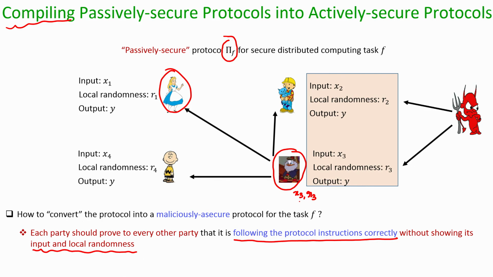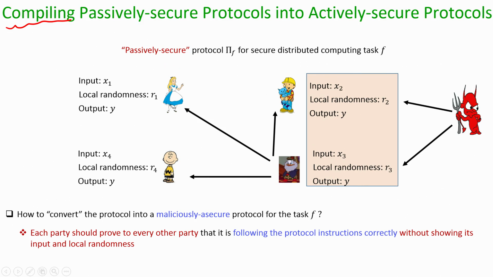What was not known to Alice was x3 and r3, but now x3 and r3 are also given to Alice. So, she can herself compute the messages which this third party is supposed to send as per the protocol pi sub f, and if those messages match the messages that indeed this third party has sent during the real execution of the protocol, that proves that this third party is following its steps as per the protocol pi sub f. And like this, every party can verify every other party's action, whether they are performing their actions as per the protocol pi sub f, if that sending party reveals its input and local randomness.